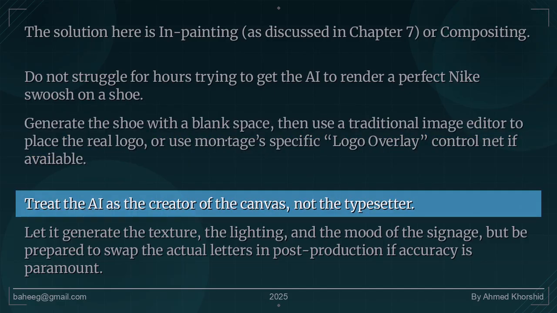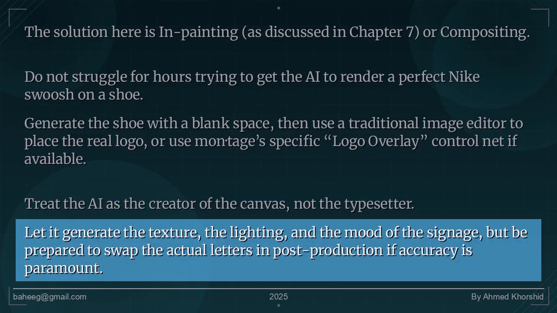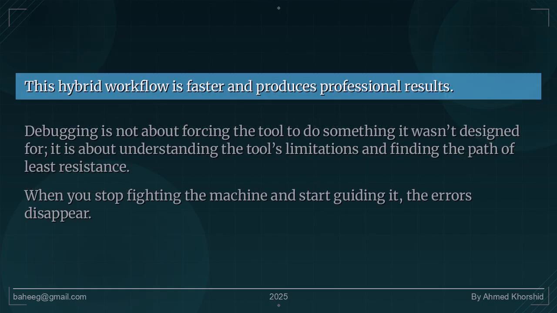Treat the AI as the creator of the canvas, not the typesetter. Let it generate the texture, the lighting, and the mood of the signage, but be prepared to swap the actual letters in post-production if accuracy is paramount. This hybrid workflow is faster and produces professional results.